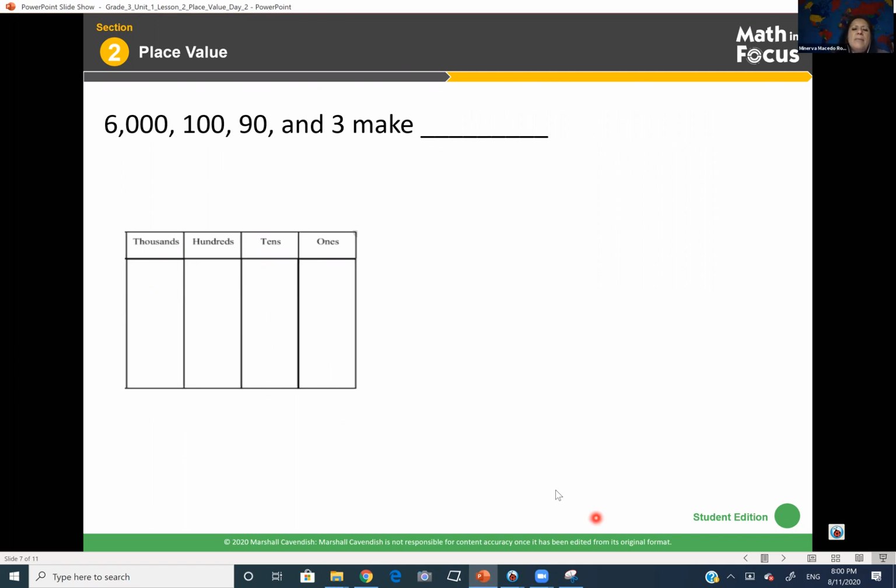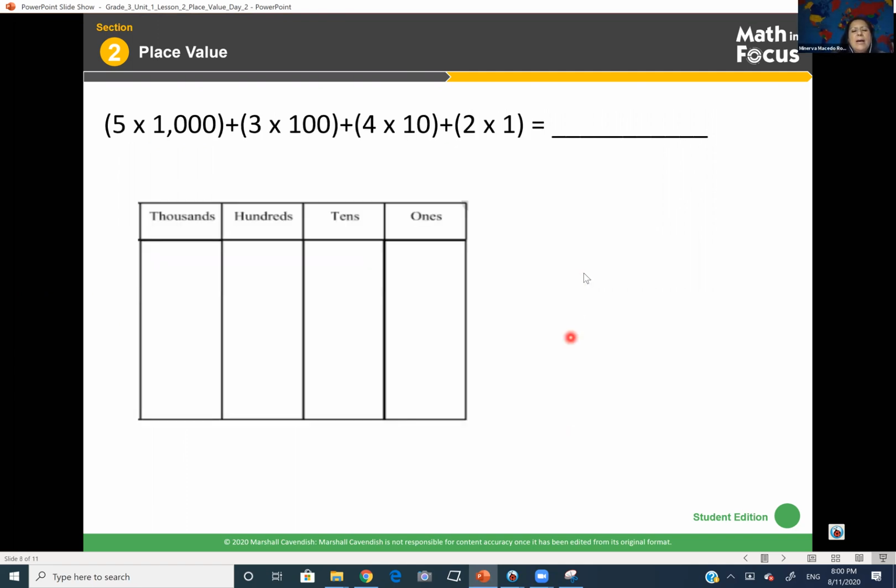Now we may have a different problem like this. This time they're using the expanded notation and they're telling us here what to do. So let's do what the problem is telling us to do. Here it says 5 of 1,000. So I'm going to put 5 in the 1,000. So let me do that. 5 in the thousands.